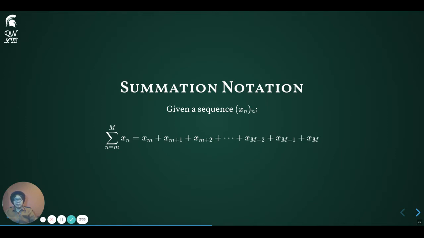If we expand everything, this should look like the sum of the finitely many terms x sub m, plus x sub m plus 1, plus x sub m plus 2, and so on, all the way to x sub capital M. Customarily, we always write the lower bound below the sigma sign and the upper bound above it.